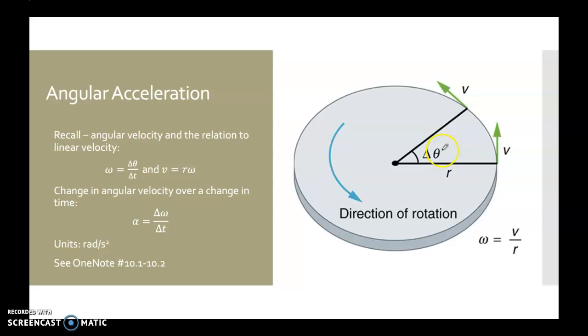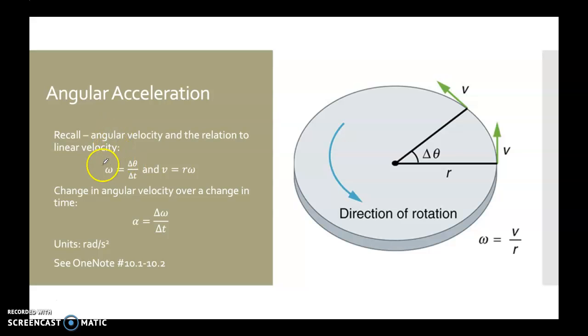So the first idea here is going to be our angular acceleration. And we need to recall what angular velocity is, and its relation to linear velocity. So take this circle here, and we have some rotation, and we want to know the angular velocity and its relation to linear velocity. We talked about that in the past, but just to remind you guys of what that is.